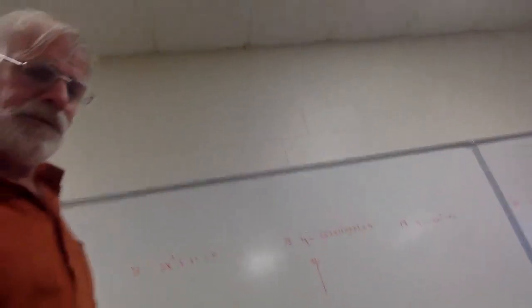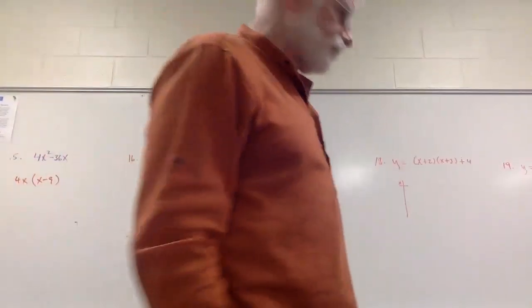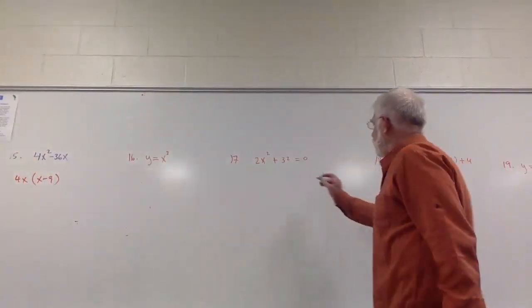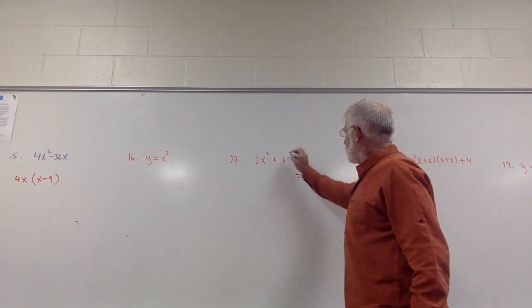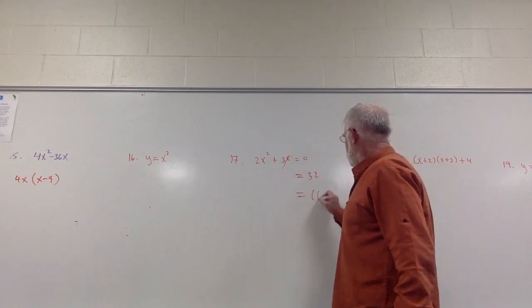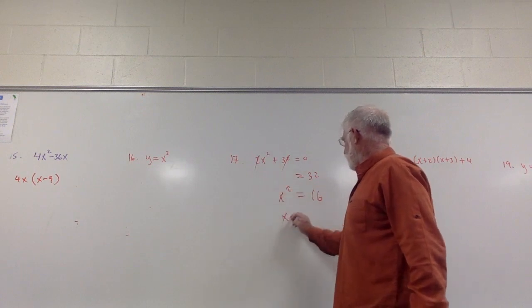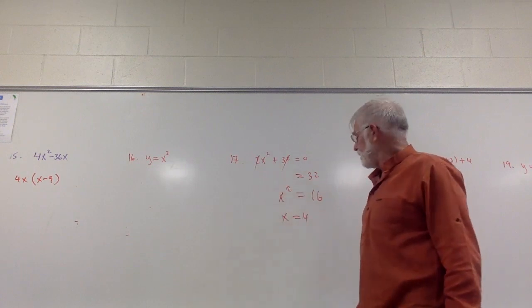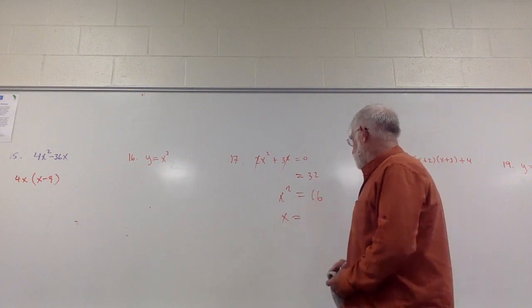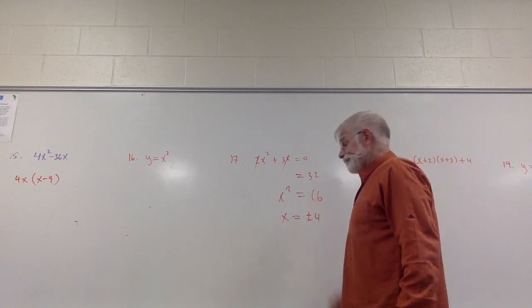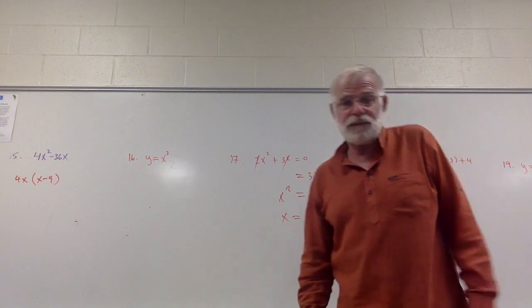So 2x squared plus 32 equals 0. So we're going to move the 32 to the other side. It's gone. We're going to divide by 2. It's gone. So x squared equals 16. If you say x equals 4, you get no credit because you could have said plus or minus 4. You got to remember the plus minus.